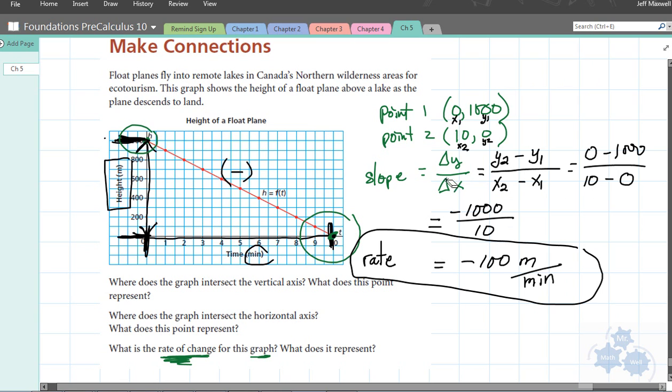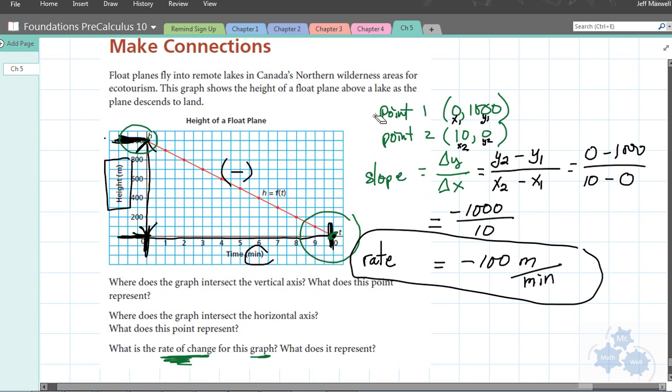Okay. So this might be new to you. It's y2 minus y1 over x2 minus x1. Again, does it matter which one's the second point? Not really. I always take the point that's furthest to the right as the second one, and then the one that's on the left. Okay, so just keep that in mind.